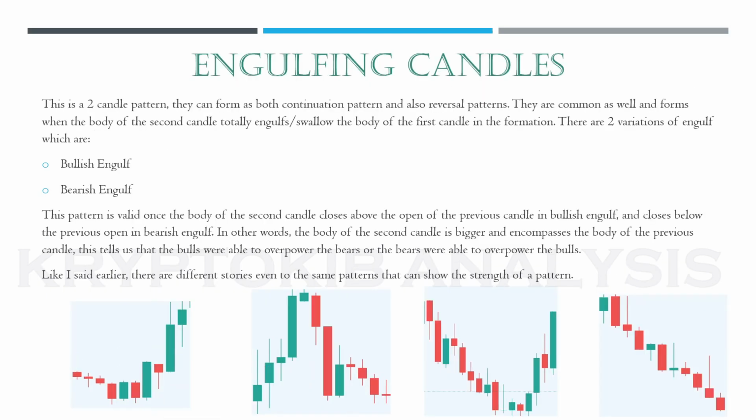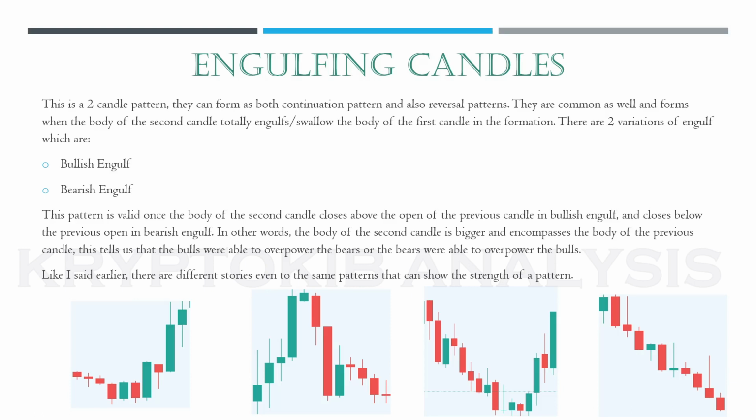We have the engulfing candlesticks. So this is a 2 candle pattern. They can form as both continuation patterns and also reversal patterns. They are common as well and form when the body of the second candle totally engulfs or swallows the body of the first candle in the formation.